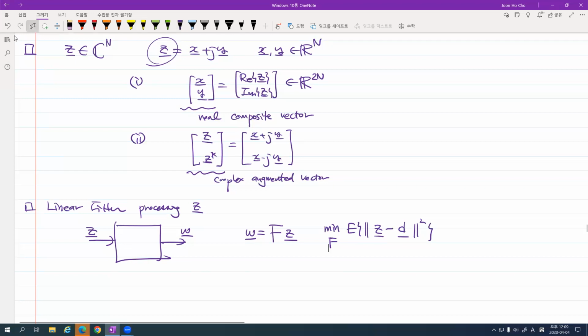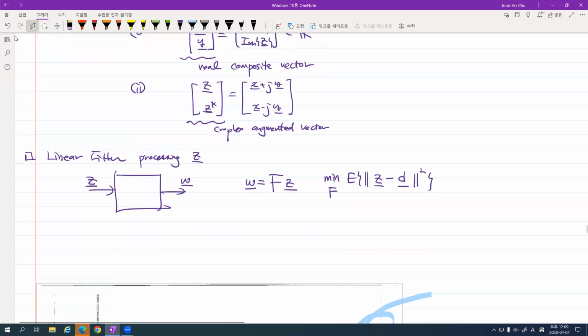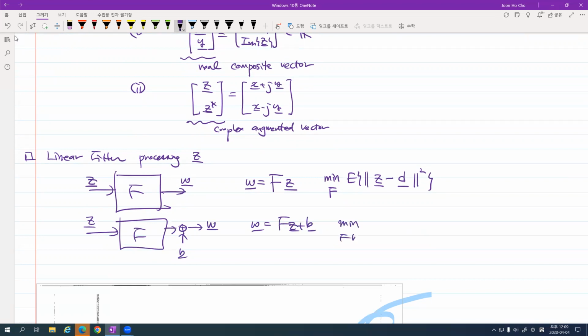And what would be the next one? Of course, you may say that there should be some affine function. So you may say, here is my linear part, and I add some constant B, then I have W. So W equals Fz plus B, and we want to find F and B, and so on, right? What would be the next step?